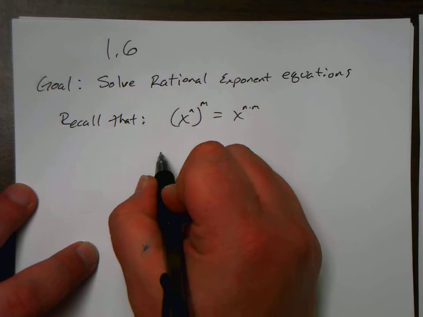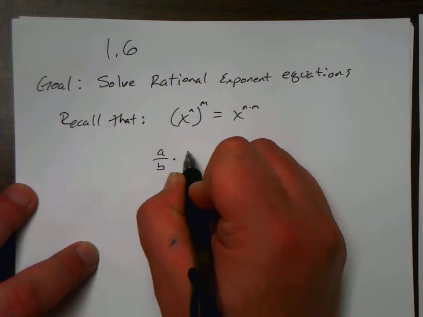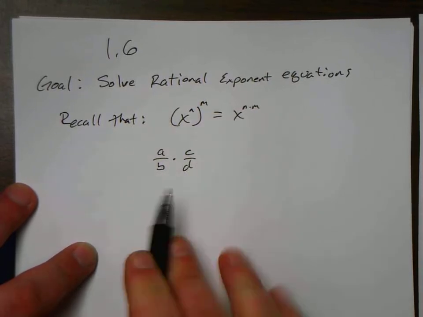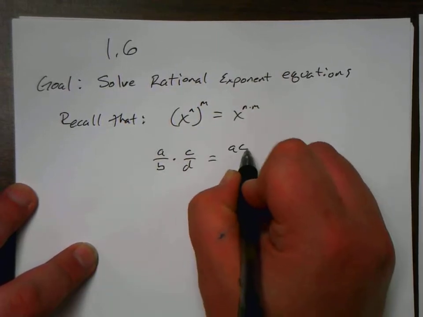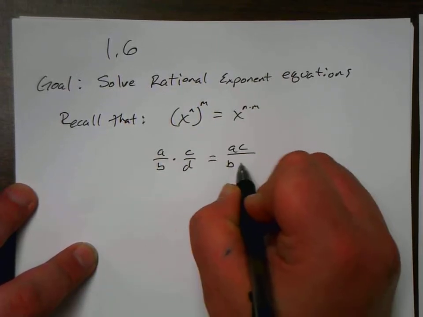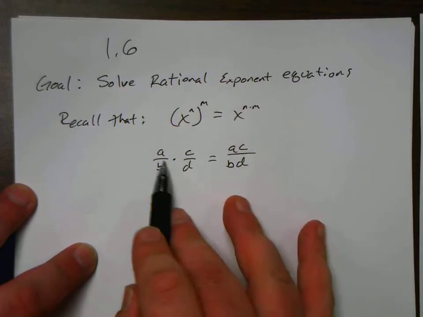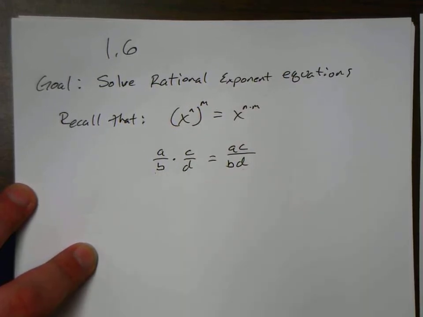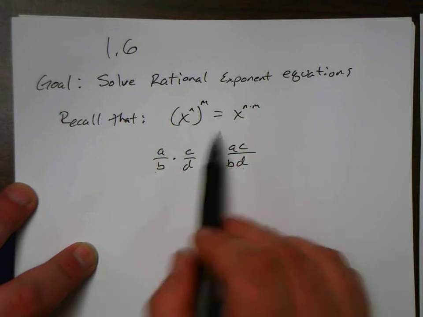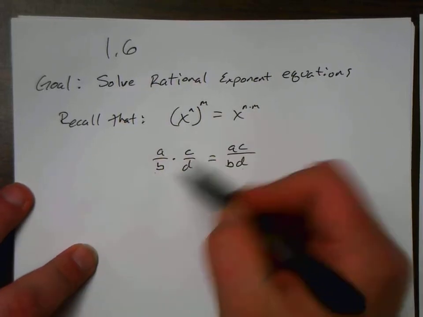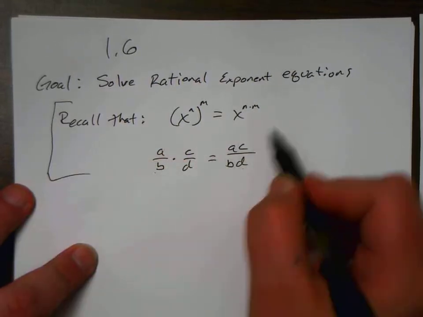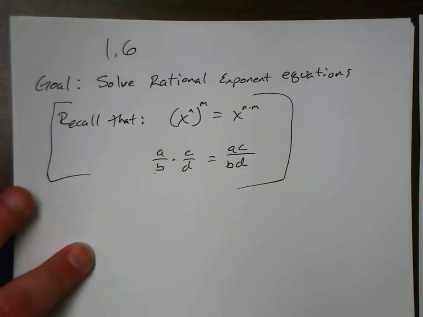Also, I need you to know that if I have one fraction times another fraction, I multiply across the top and across the bottom, and I'd be left with a times c over b times d. Right? So multiplying fractions, across the top, across the bottom. Now, that's the background information that we need.